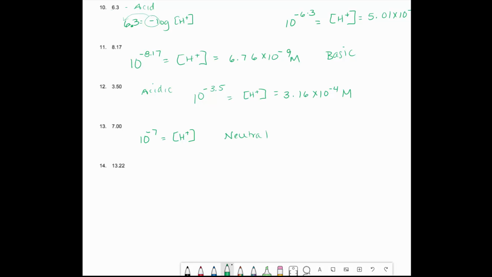Then we have 13.22. Now this is a basic solution. The pH is greater than 7, and so the hydrogen ion concentration being 10 to the negative 13.22, I get a value of 6.026 times 10 to the negative 14, capital M molarity.